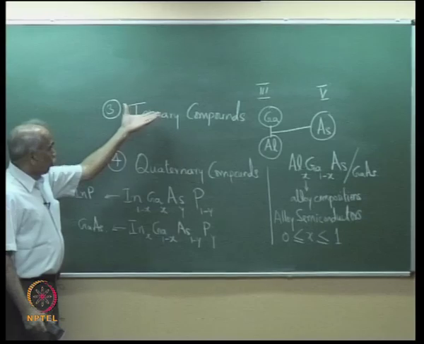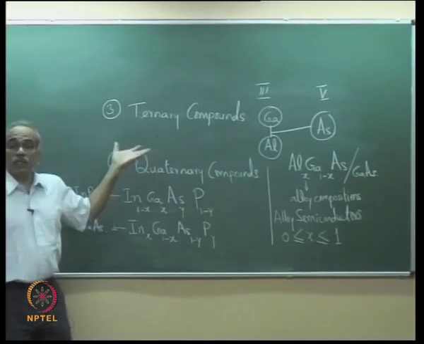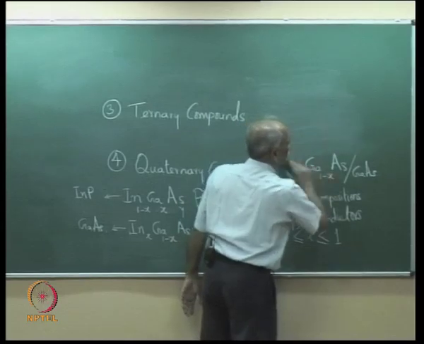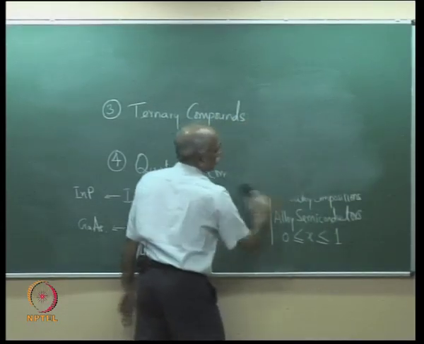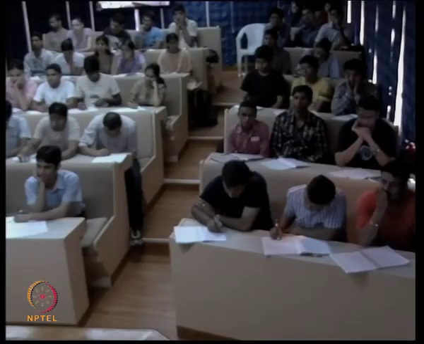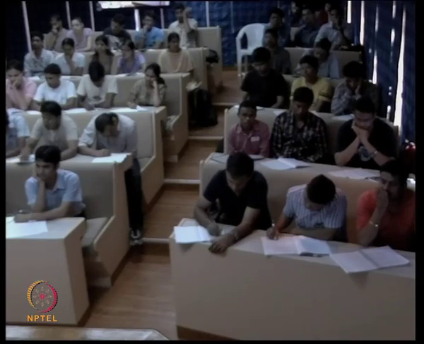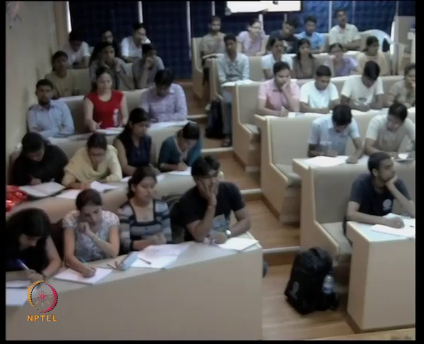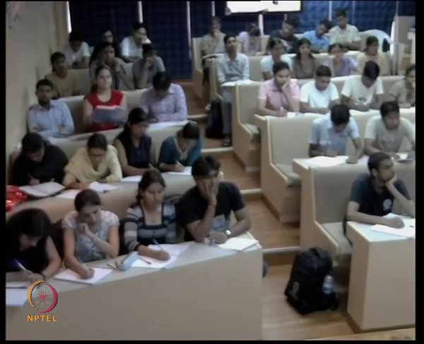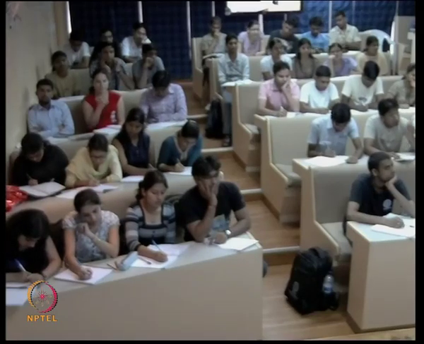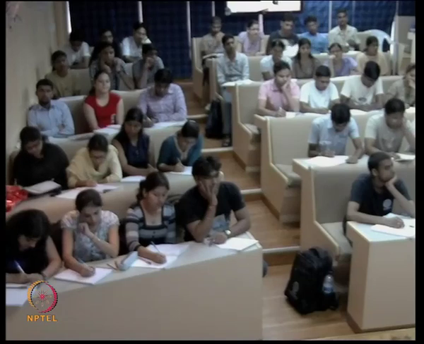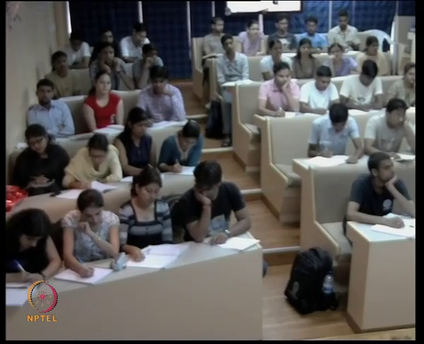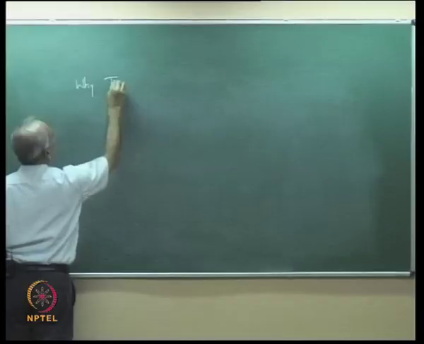Now the question is, why do we go for ternary and quaternary compounds? Or why go for alloy semiconductors? The binary are compound semiconductors, and the ternary and quaternary are in general called alloy semiconductors. Why ternary and quaternary compound?